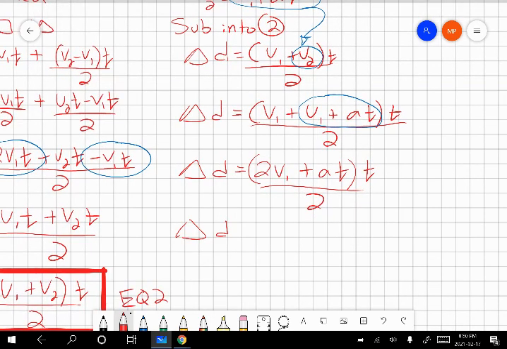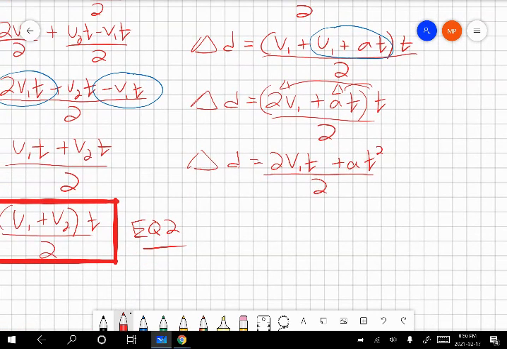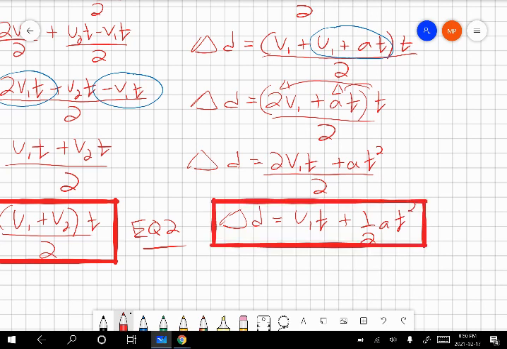And I just have 2 steps left. First step is to multiply time inside the brackets by both terms. So I get delta D equals 2v1t plus at squared. Multiply t by both of those terms. And then the final step is to divide both terms by 2. So 2v1t divided by 2 is simply v1t, and at squared divided by 2 is 1/2 at squared. And that is equation number 3. 2 left.